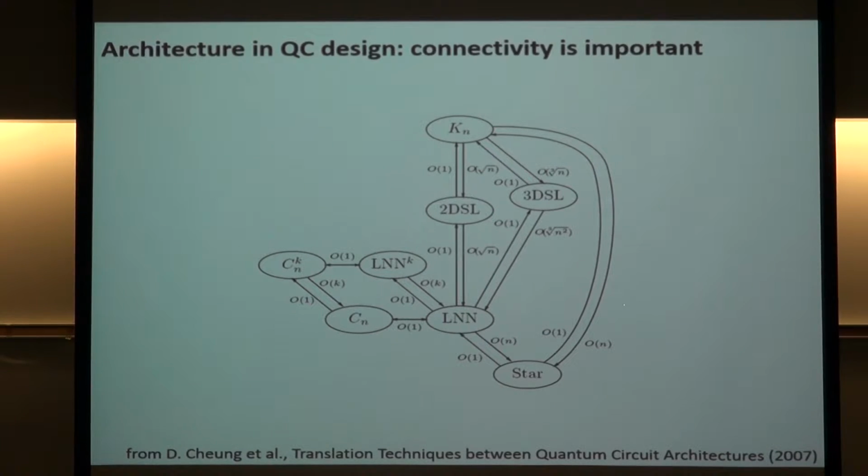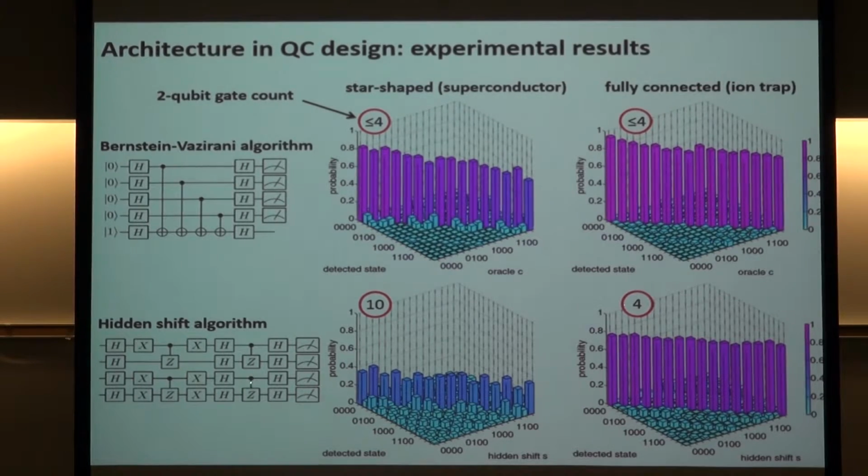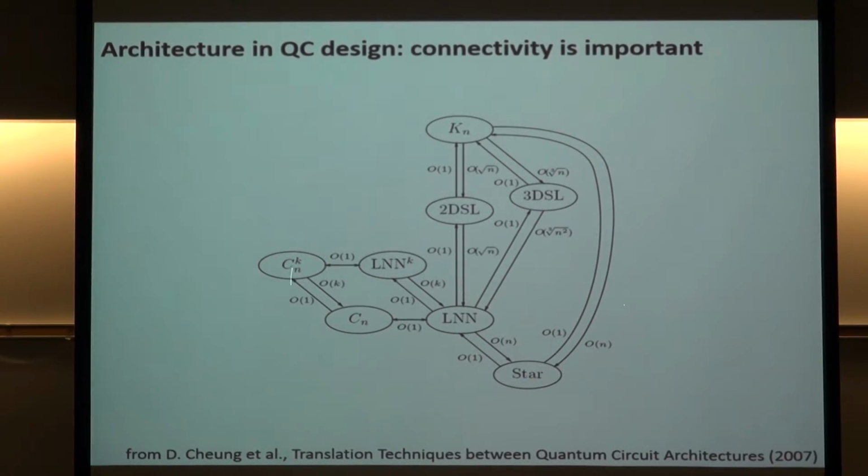So this is for a general circuit, but of course, in practice, it depends on what circuit you're running. You can see, for example, a linear nearest neighbor architecture would map very well to this circuit because it has just two neighboring interactions. While here, a linear nearest neighbor would have a lot of swap gates, while a star-shaped one is fine here. But this is just to say that in general, it does matter what your connectivity is, and more connectivity is advantageous.